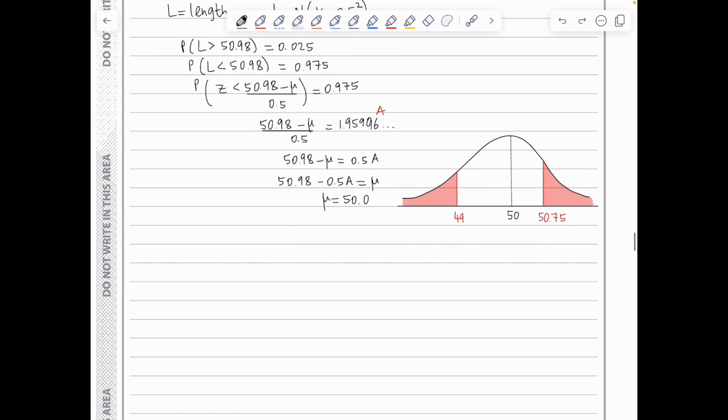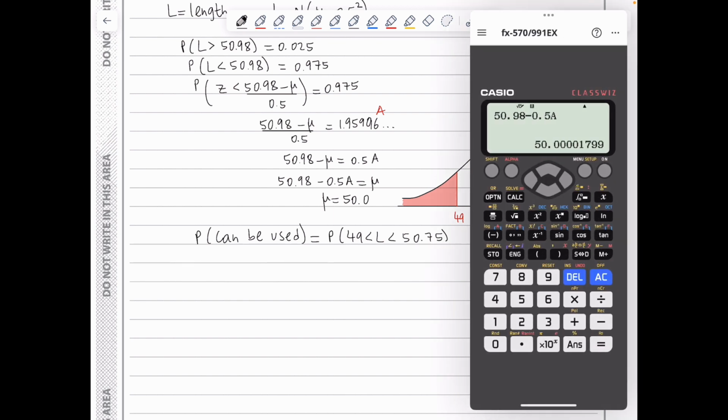So the probability that it can actually be used is simply the probability I'm between these two. So this is the probability I'm between 49 and 50.75. Remember, I've got both the value of mu and sigma, so I can go back to my calculator. I press menu, option 7 again, it's normal CD. I'm between 49 and 50.75. My sigma is 0.5, and my mu was found to be 50.0.